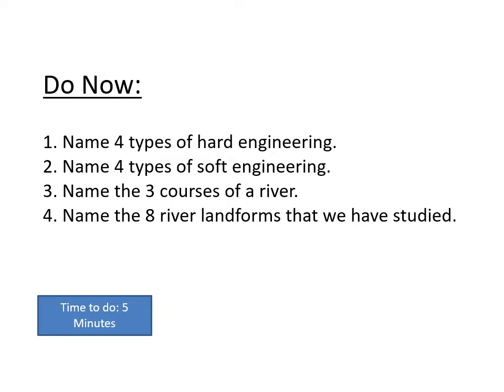I'd like you to start this do now, naming 4 types of hard engineering, 4 types of soft engineering, the 3 courses of a river, and the 8 river landforms that we have studied. You've got 5 minutes to do that, just list them all down, and we'll have a look at the answers next. Pause the video now.